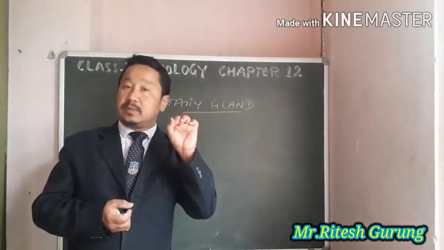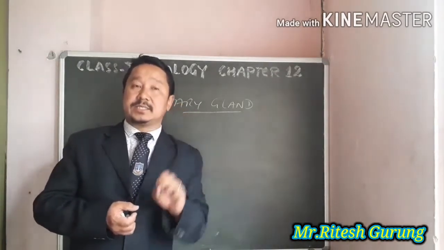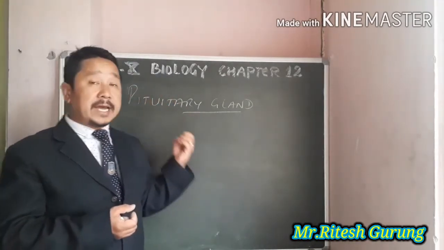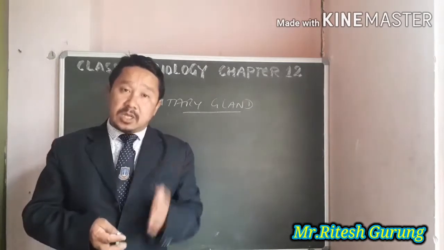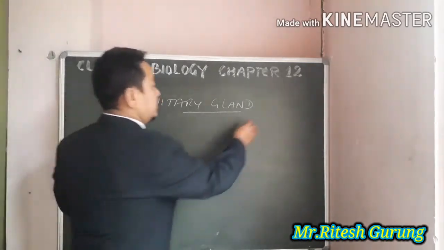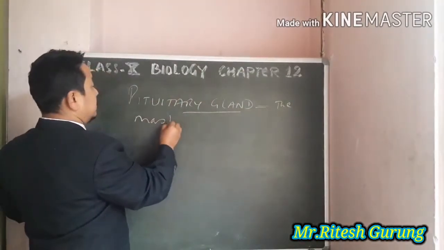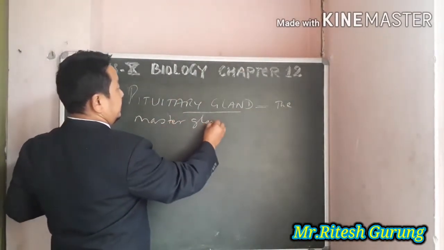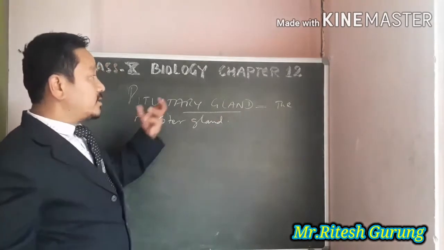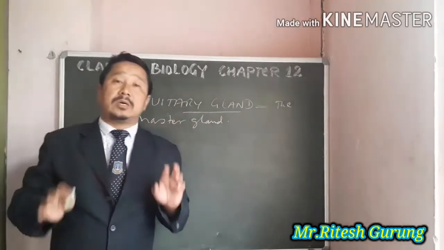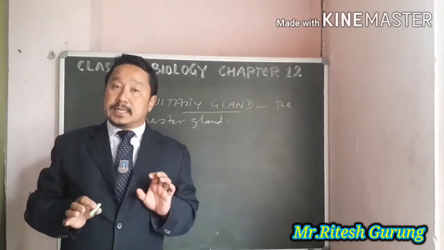A pea-sized gland is there, which is called the pituitary gland, and this pituitary gland is also called the master gland. Okay, why is it called the master gland? As you know, this gland controls all other hormone secreting glands.